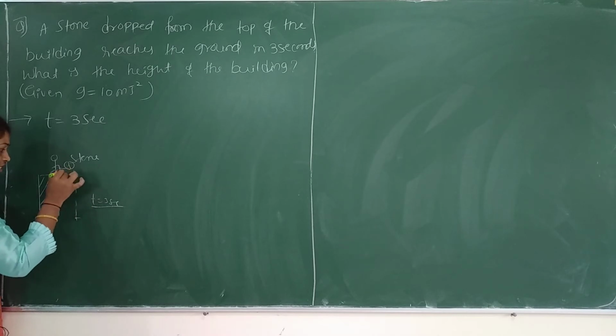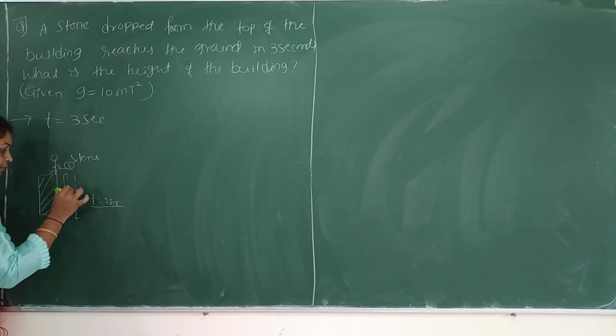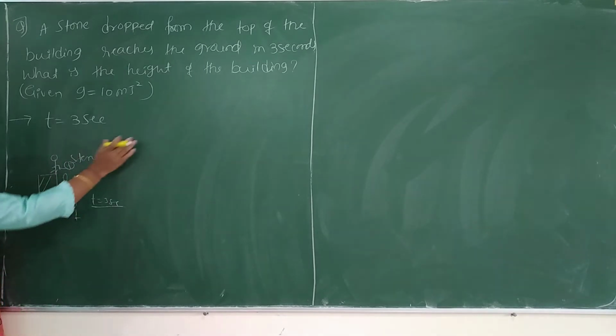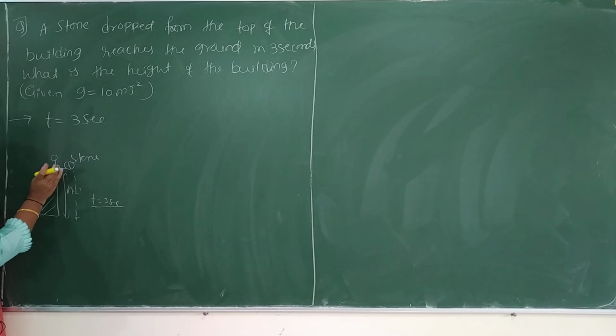What is the height of this building? You have to calculate it. H is equal to 0. Height of the building you have to calculate. Once again, there is a building. On top of the building there is a person. He or she is standing, and they are dropping the stone.